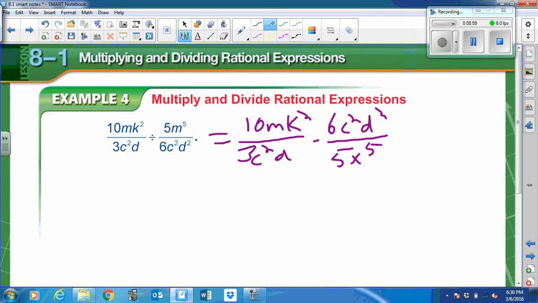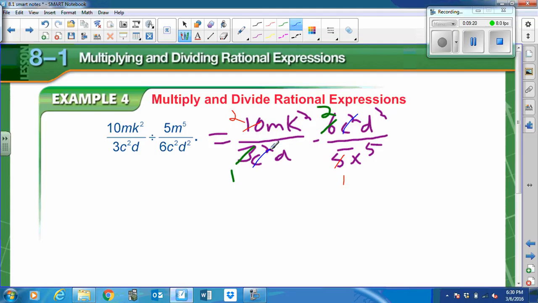So I see that I can divide this by 5. 5 will go into 10 twice, and 5 will go into 5 once. I also see that 3 will go into 3 once, and 3 will go into 6 twice. I see that I have a c squared and a c squared, so those will both cancel out.